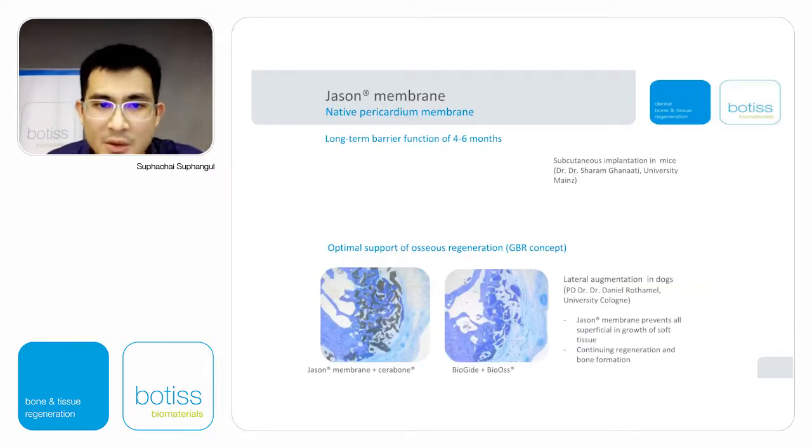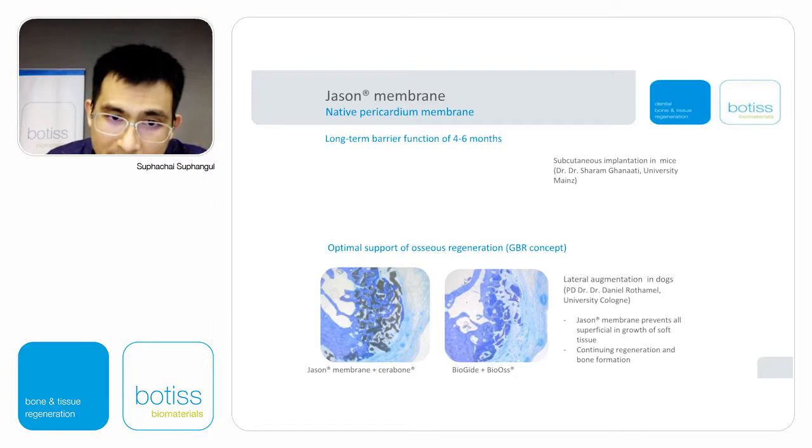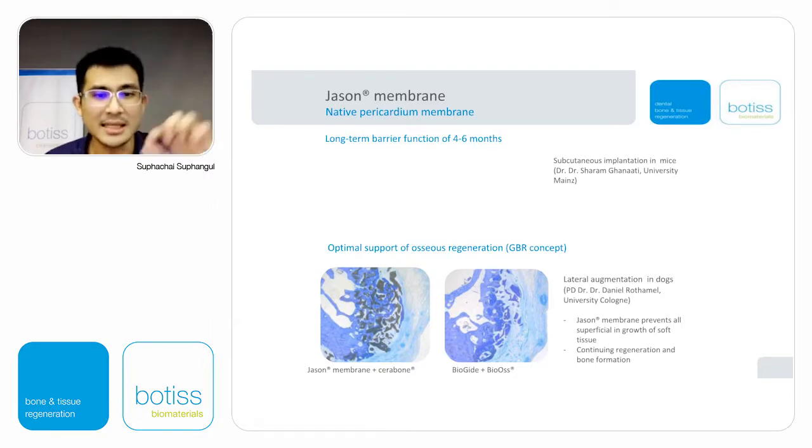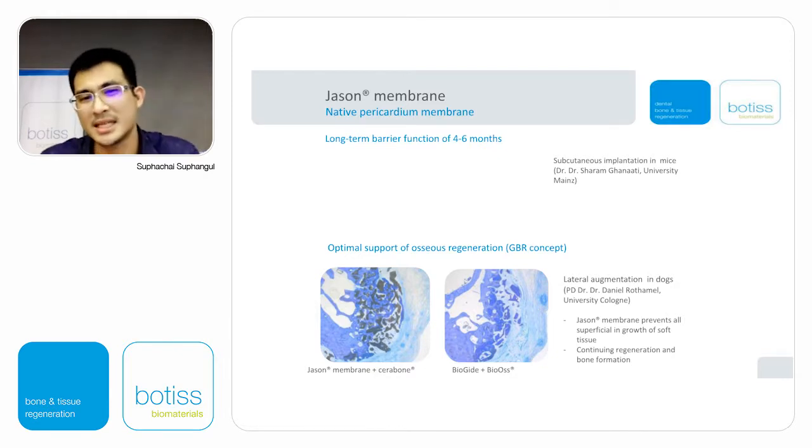You can see from the histology, in this picture, the Jansen membrane is very thin, and that's why when you open up after you do the GBR, sometimes you can get particles of the bone, because of the thinness of the Jansen membrane compared to the BioGuide, because the soft tissue can grow in. That's why the soft tissue invades in some areas, but in this one you can see the barrier function of the Jansen.